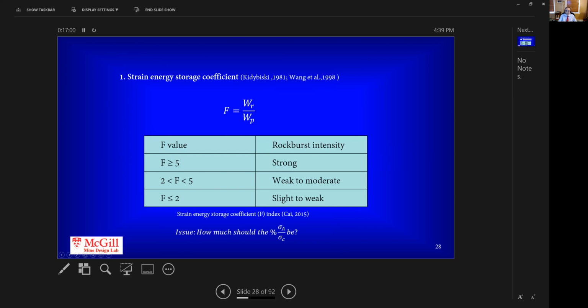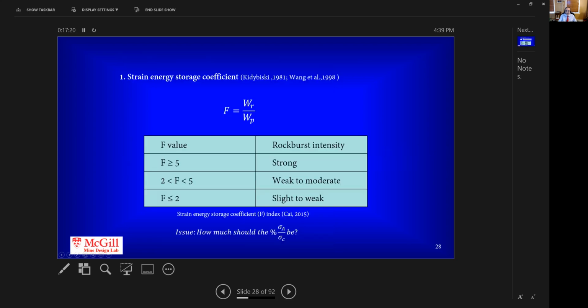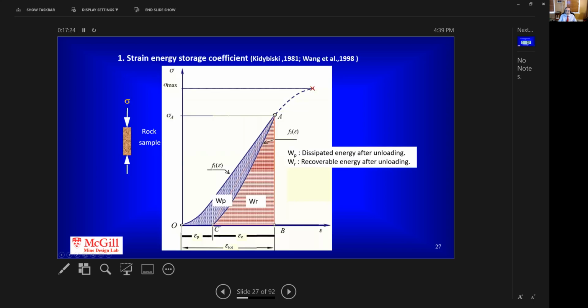There's a couple of issues about this method, and they are the following. First, how much is sigma C? So you need to test and test and test to have a confident level of sigma C, because after that, you need to get a portion of it. The second issue, which is a little bit controversial, is the range. How much is sigma A? Is it going to be 70%, 80%, or 90%? We've done all three and we get different results. So there is a need to do a little bit of research.